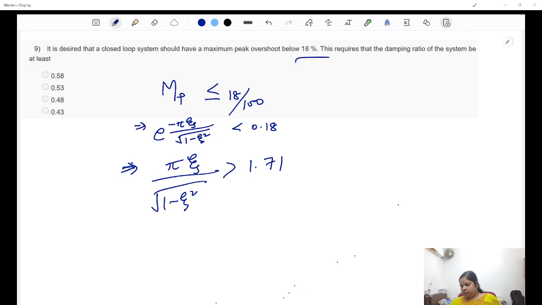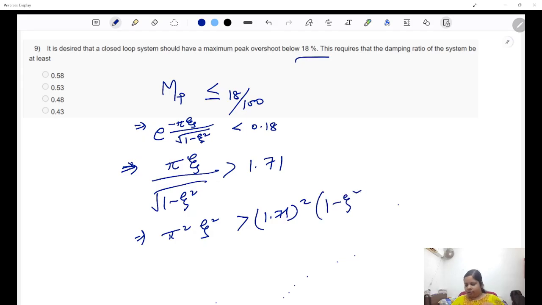So since we've got the answer, but I'll write a few steps. After this, you can just square both sides by taking 1 minus zeta square to the other side, because it is not solvable in this form, right? Zeta square is greater than 1.71 into 1 minus zeta square. Now it is easy to solve. 1.71 का निकाला, zeta square के terms को एक साइड पे किया, you'll have a constant on the other side and then you find out by taking the under root.